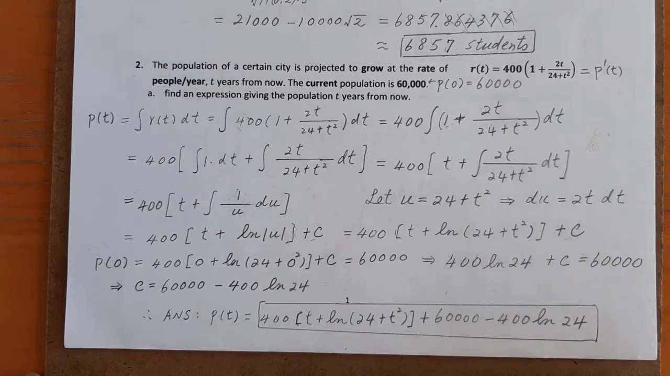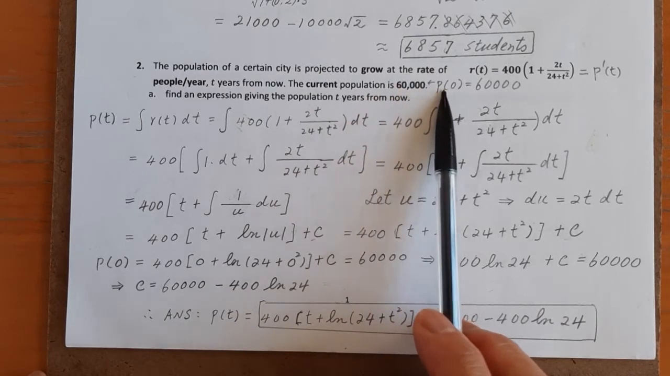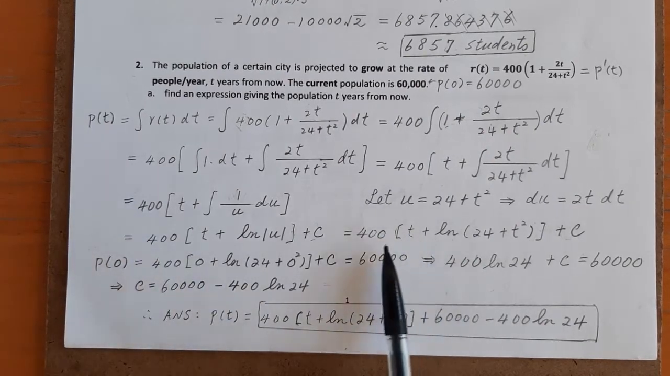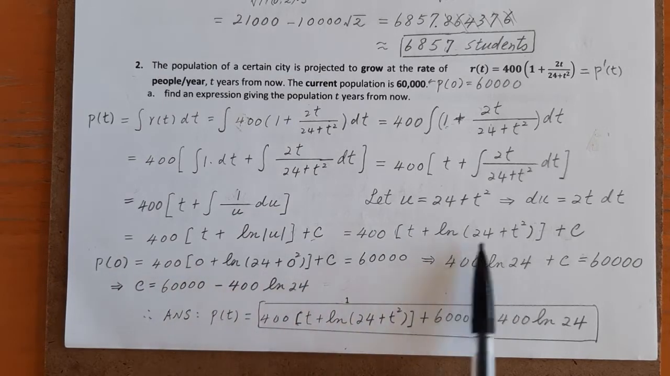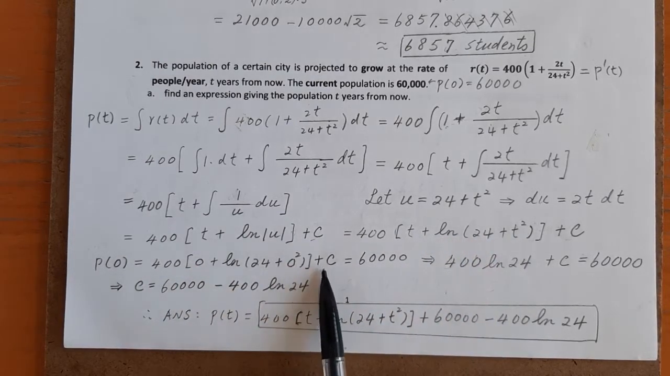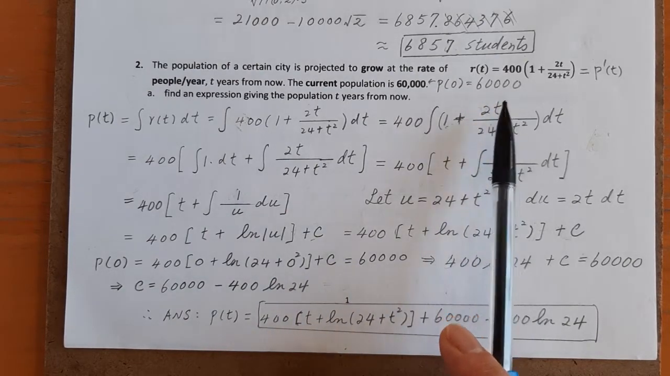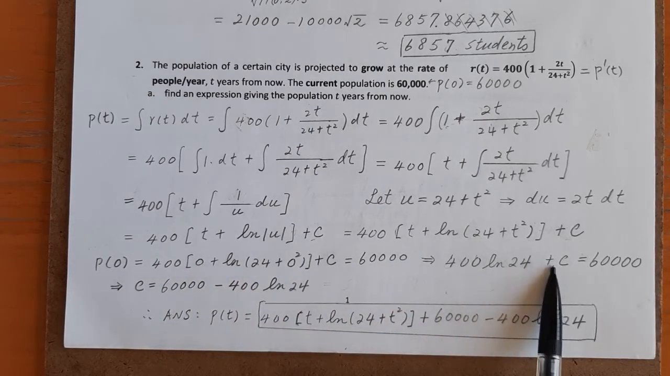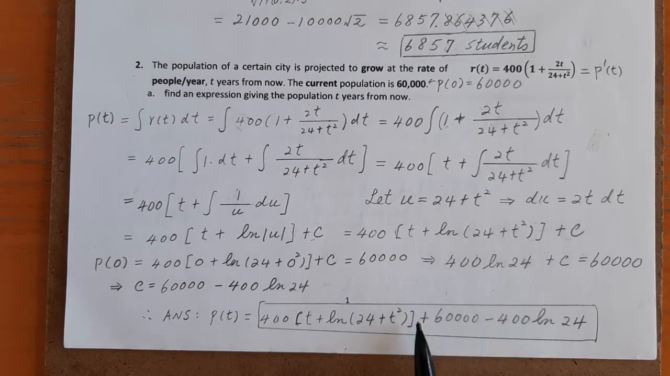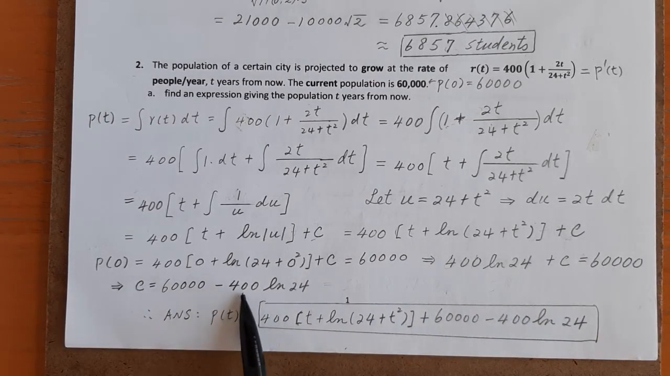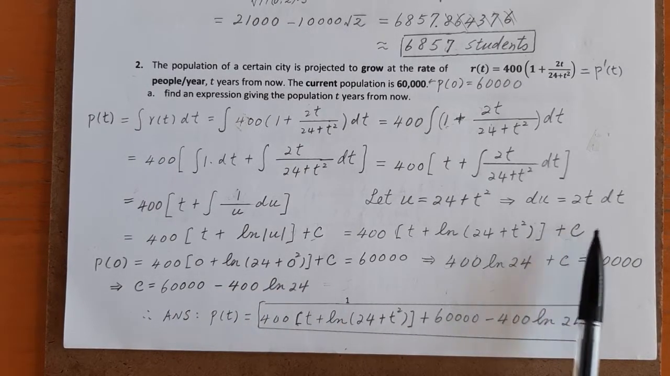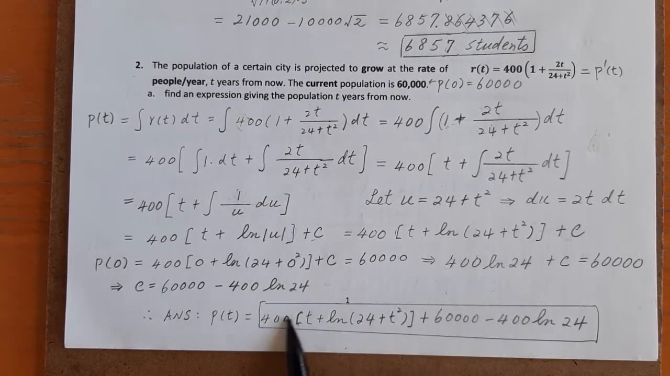The current population is 60,000. That's P of 0 equals 60,000. So for P of 0, t is 0, plug in. 400 times 0 plus ln of 24 plus C should equal 60,000. Solve for C: C equals 60,000 minus 400 ln 24. And that's the C. Then substitute C back in to get the expression.